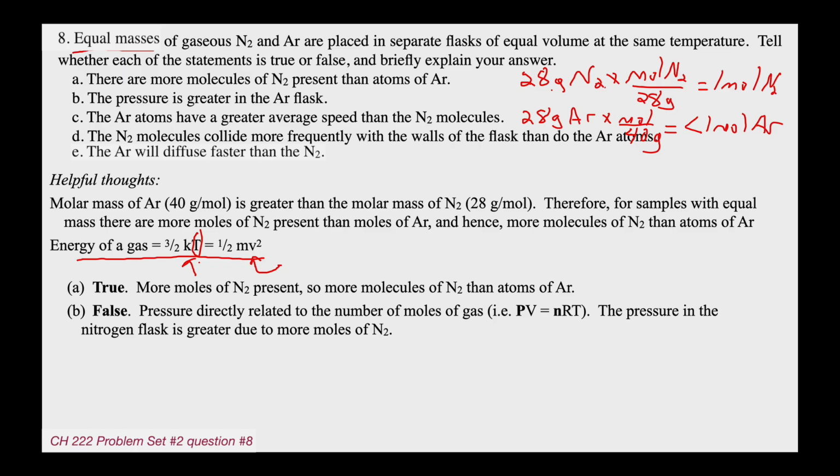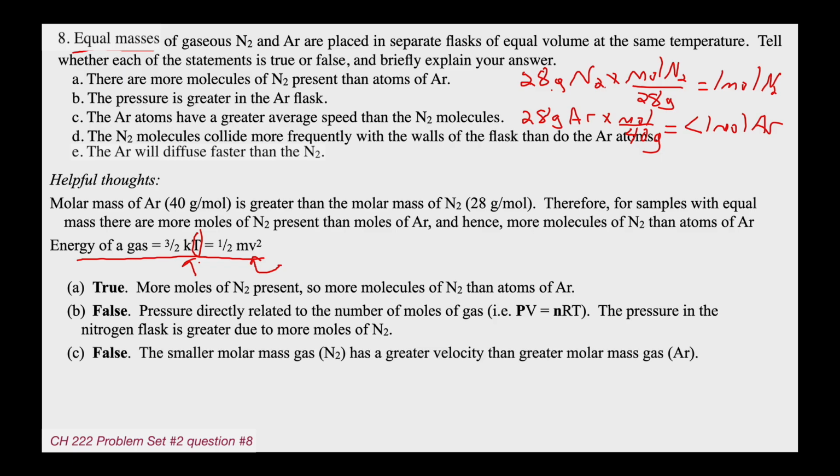So C is false, all right? Heavier atoms move slower than smaller atoms. And I'm using the molar mass here to tell which one is bigger and smaller. Nitrogen is smaller, 28 grams per mole, relative to bigger argon, 40 grams per mole. If nitrogen and argon were on a track, running a race, all right, nitrogen has less mass, it would probably go faster. Argon has more mass, it would probably go slower.